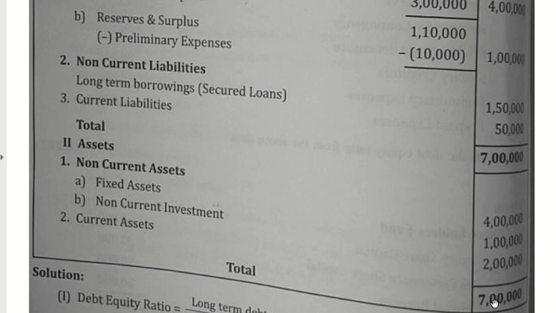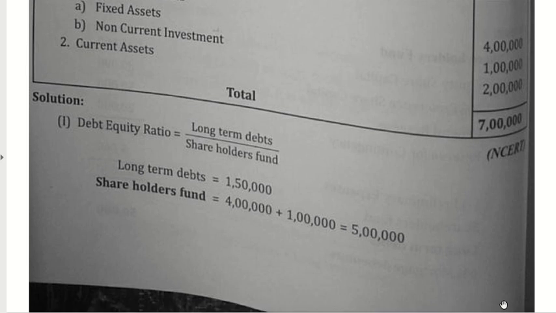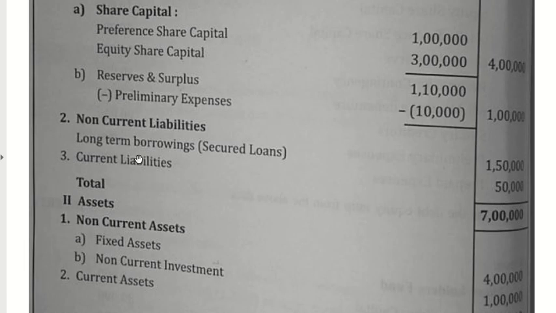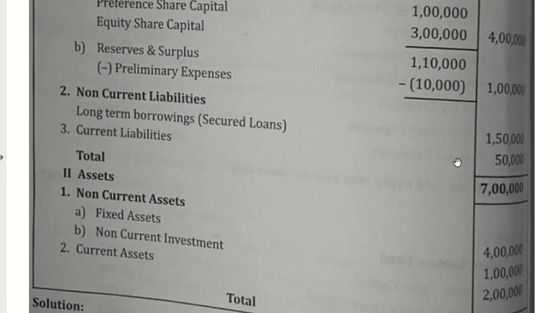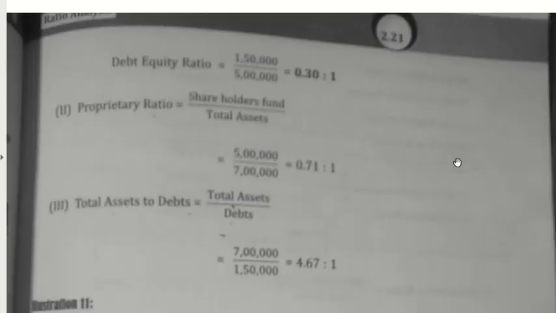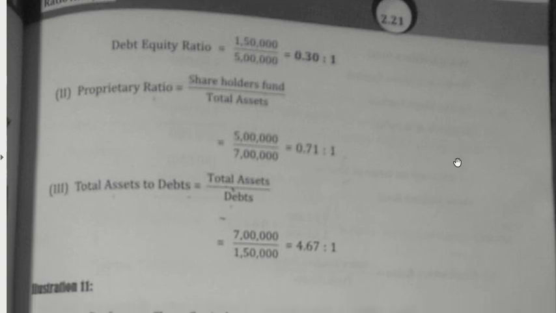So total asset amount is 7 lakhs. So let us see the formula. The first one is debt equity ratio, long term debts divided by shareholders fund. Long term debts they have given us 1,50,000. In your shareholders funds you have 4 lakhs plus 1 lakh, which is 5 lakh. So your debt equity ratio is 1,50,000 divided by 5 lakh, which is equal to 0.30 is to 1.